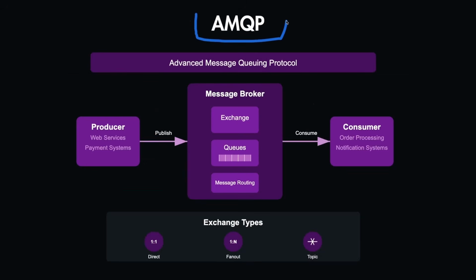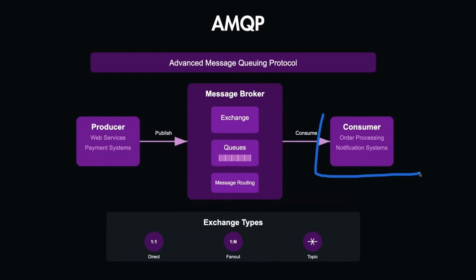The next very common type of protocol is Advanced Message Queuing Protocol, which is an enterprise messaging protocol used for message queuing and guaranteeing delivery. In this setup, you usually have the producer, which can be either a web service or a payment system or something like that.